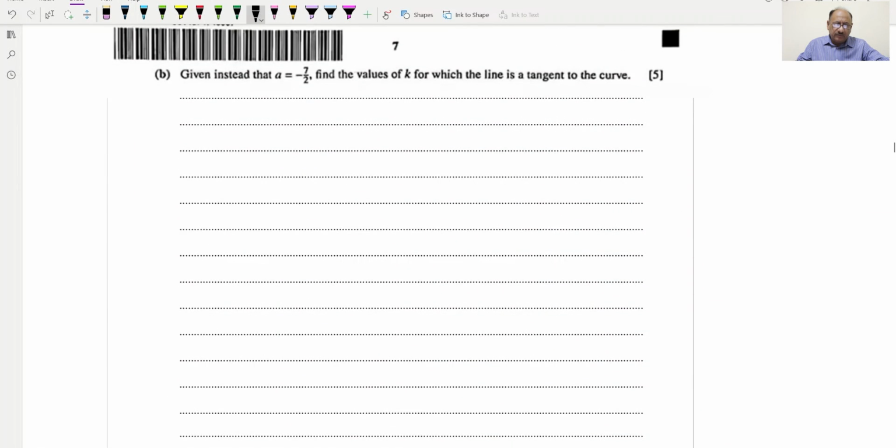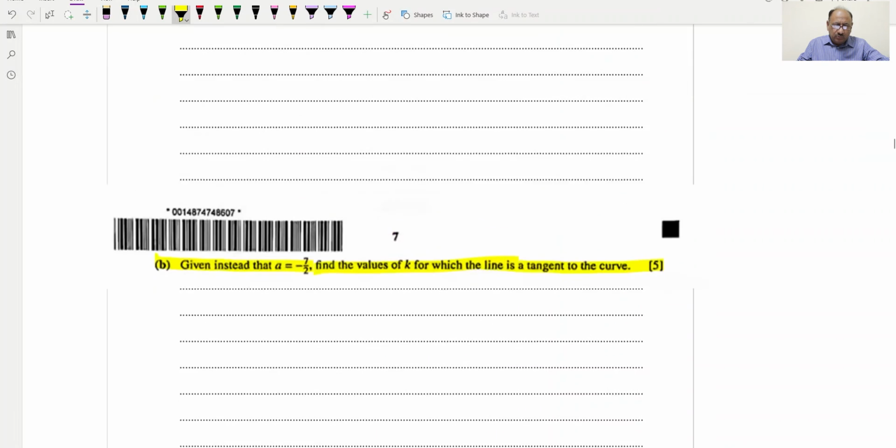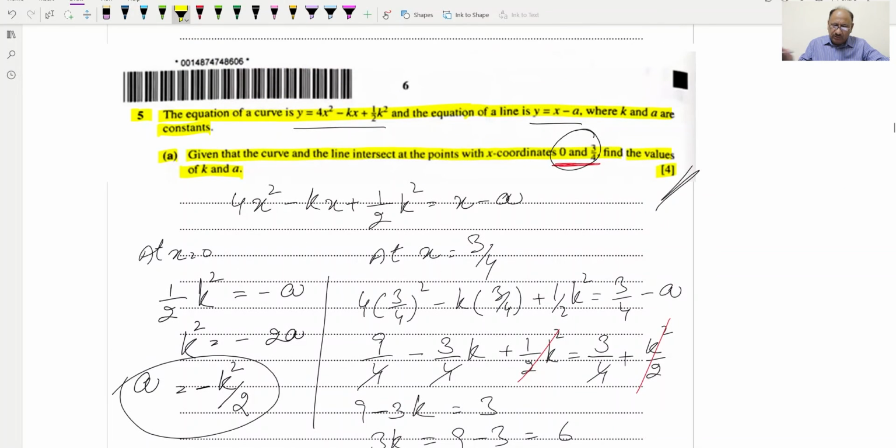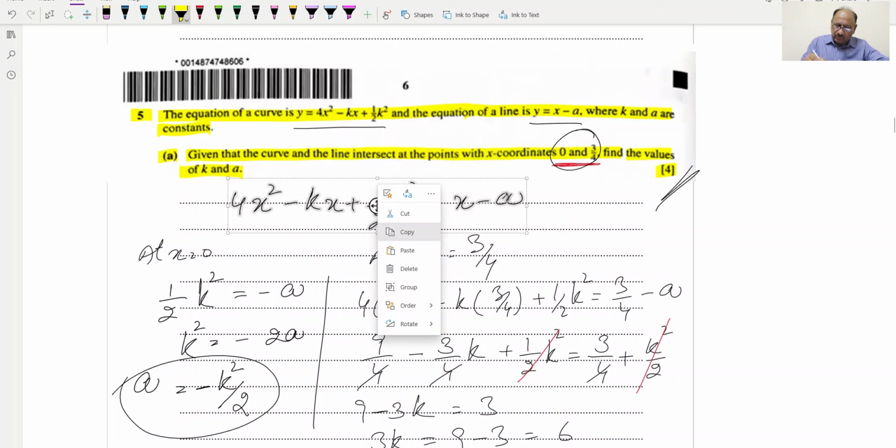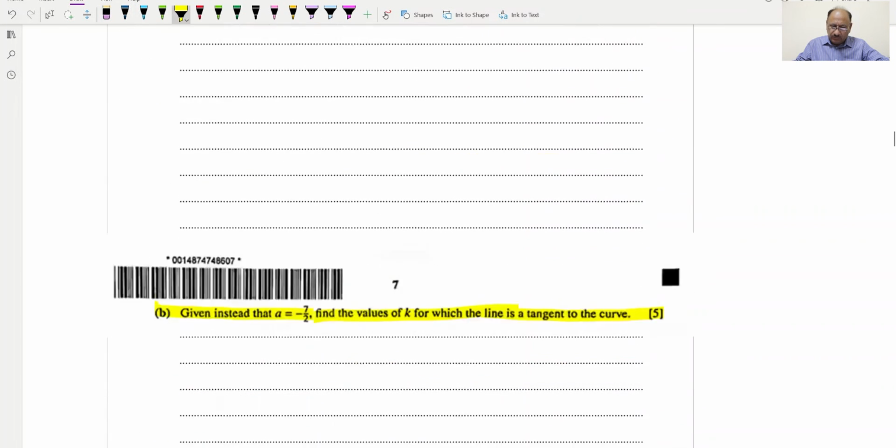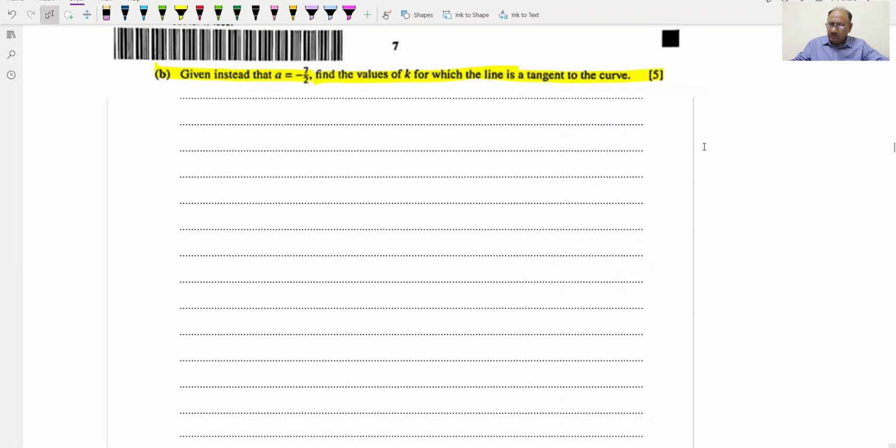Now for the B part, it says that given instead that a is equal to -7/2, find the value of k for which the line is a tangent to the curve, and this is a 5-mark question. So the same equation which we equated, we can take this equation and copy it and use it over here.